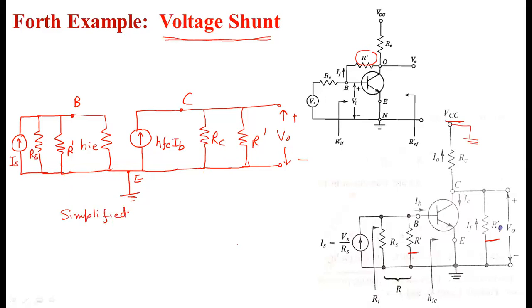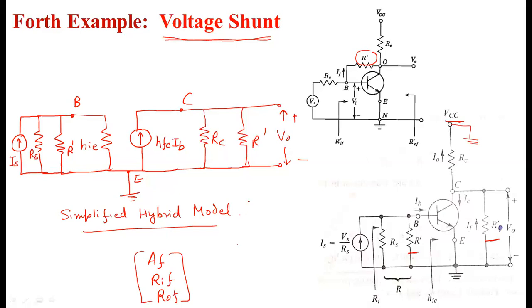Simplified hybrid model for the given circuit, which is of voltage shunt type. So for solving the AF, RIF and ROF, we can use the simplified hybrid model. So that's all about the hybrid model for various topologies. Thank you.